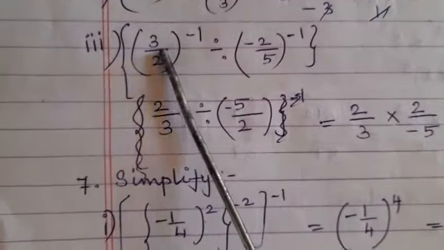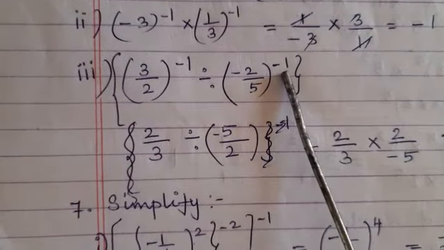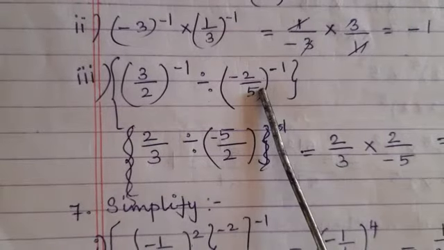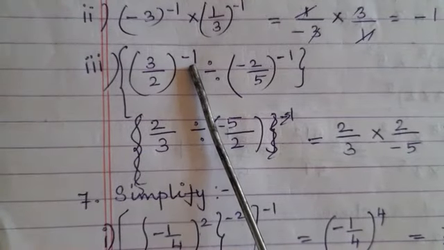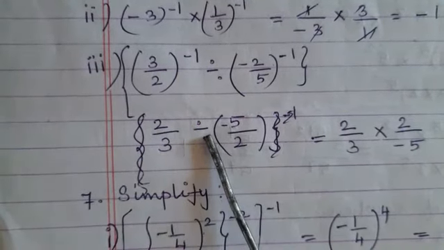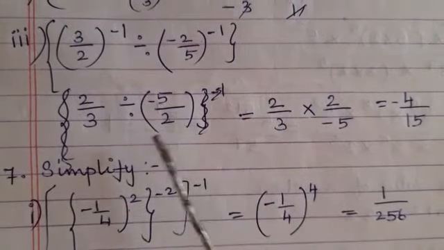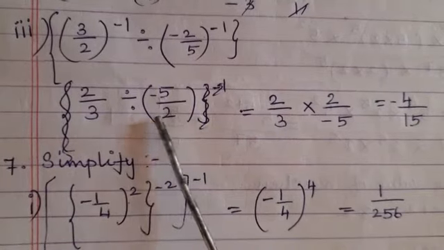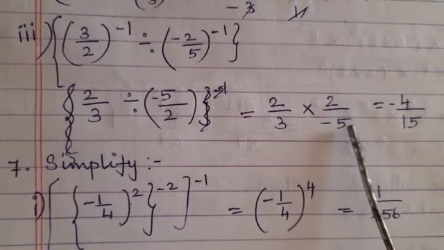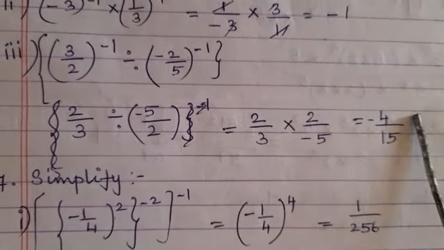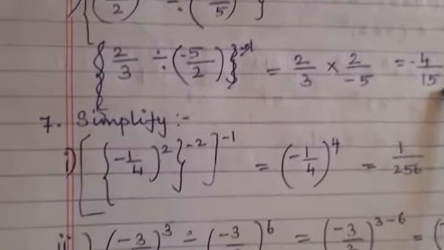Number 3, (3 by 2) the whole power minus 1 divided by (minus 2 by 5) the whole power minus 1. Here the bases are different, only the powers are the same. So first we have to change the power into a positive one, that is 2 by 3 divided by minus 5 by 2, which is equal to 2 by 3 multiplication, again, that is division of rational numbers. How do you do it? The same way, multiply by the reciprocal, 2 by minus 5. Then you multiply the numerators, minus 4 divided by 15. Answer is minus 4 by 15.